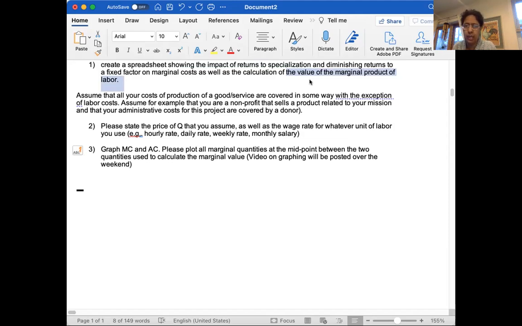We have to assume some kind of price for Q, and we're going to assume a competitive market, which means that the price is going to be constant. It's not going to change as Q changes. So you just state the price of Q and state a wage rate for whatever period. All right, so let's do that, and you be making up your own.